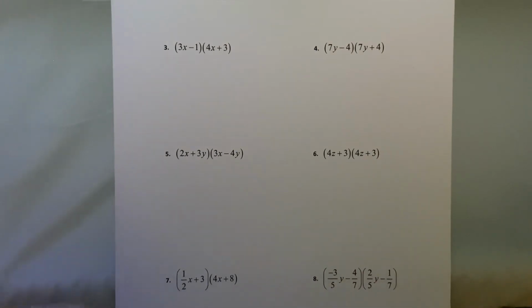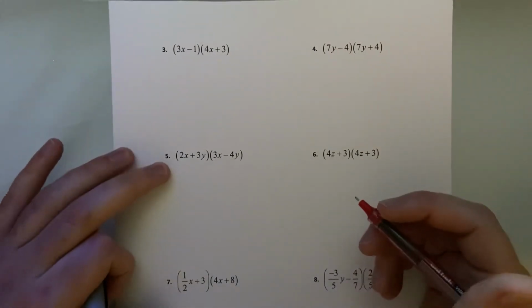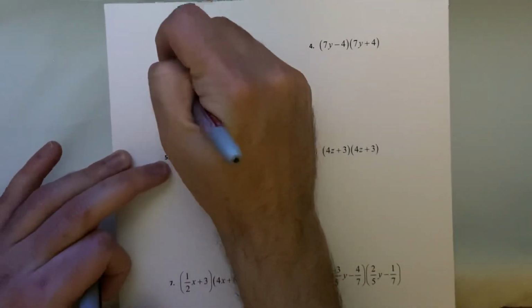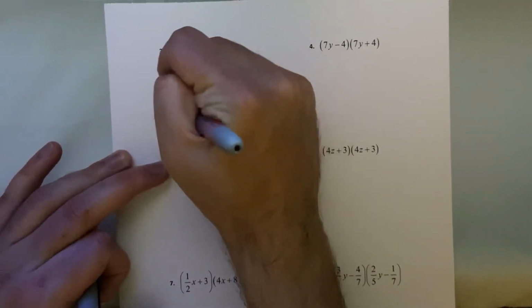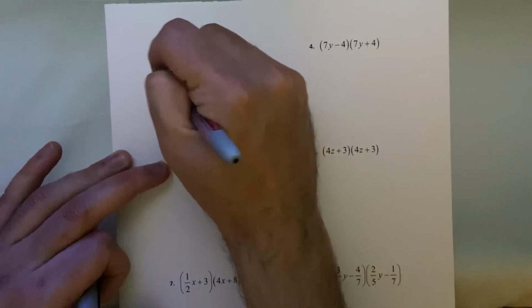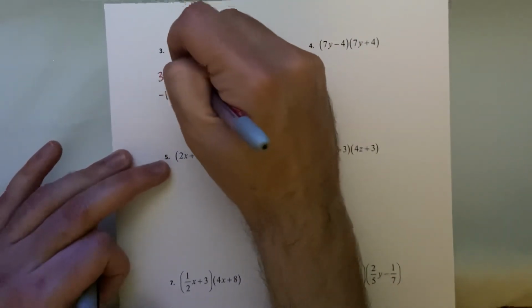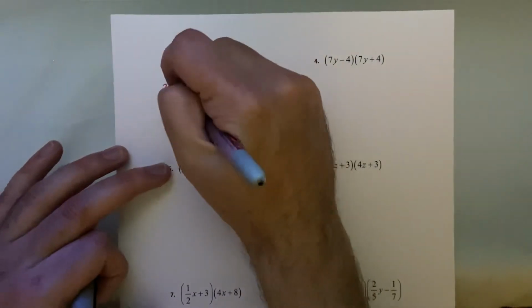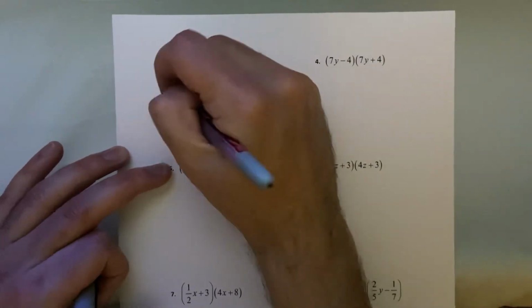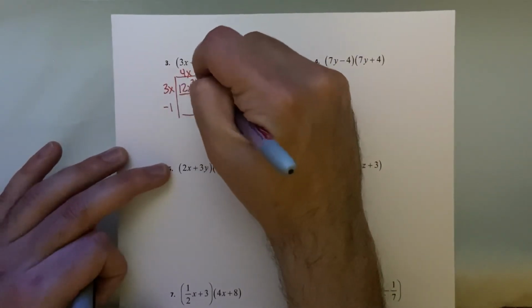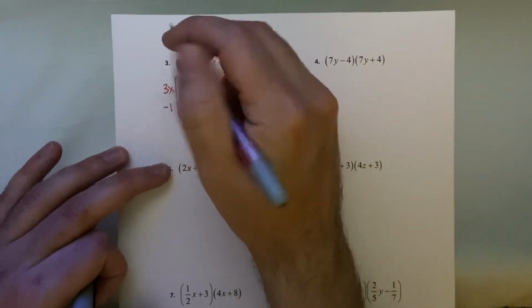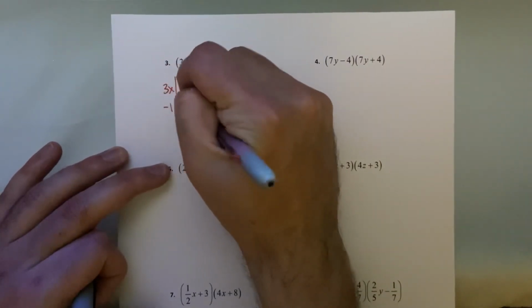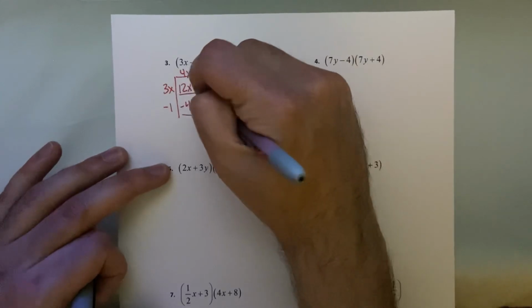We'll do one more here, and then we'll move to the next video. 3x minus 1 times 4x plus 3. Let's do this with a box to see how it looks in 2x2. 3x minus 1, 4x plus 3. 3x times 4x is 12x squared. 3x times 3 is 9x. 4x times negative 1 is negative 4x. Negative 1 times 3 is negative 3.